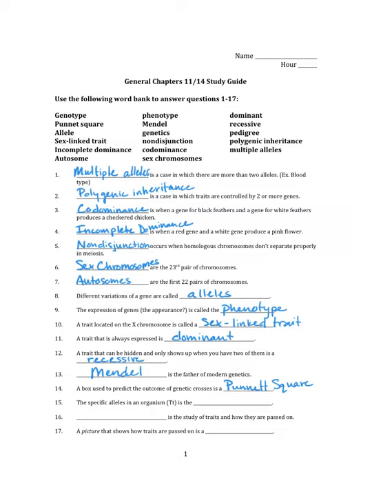And number 15 says the specific alleles of an organism, such as capital T, small t, is known as a genotype. So remember, anytime you have that sequence of letters, that's called the genotype, and that's what produces the phenotype. Number 16 says that genetics is the study of traits and how they are passed on. And number 17, a picture that shows how traits are passed on is a pedigree.